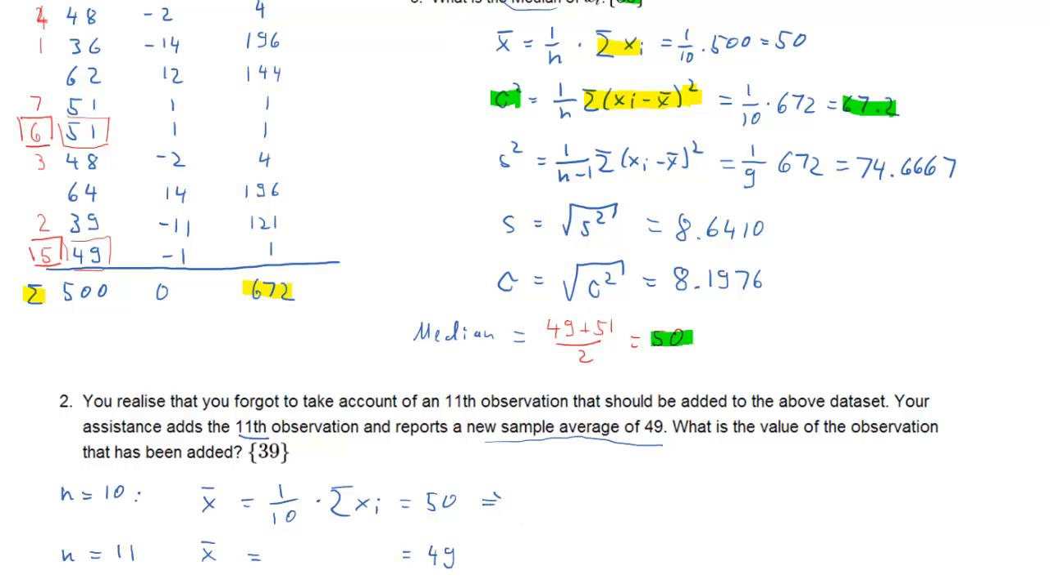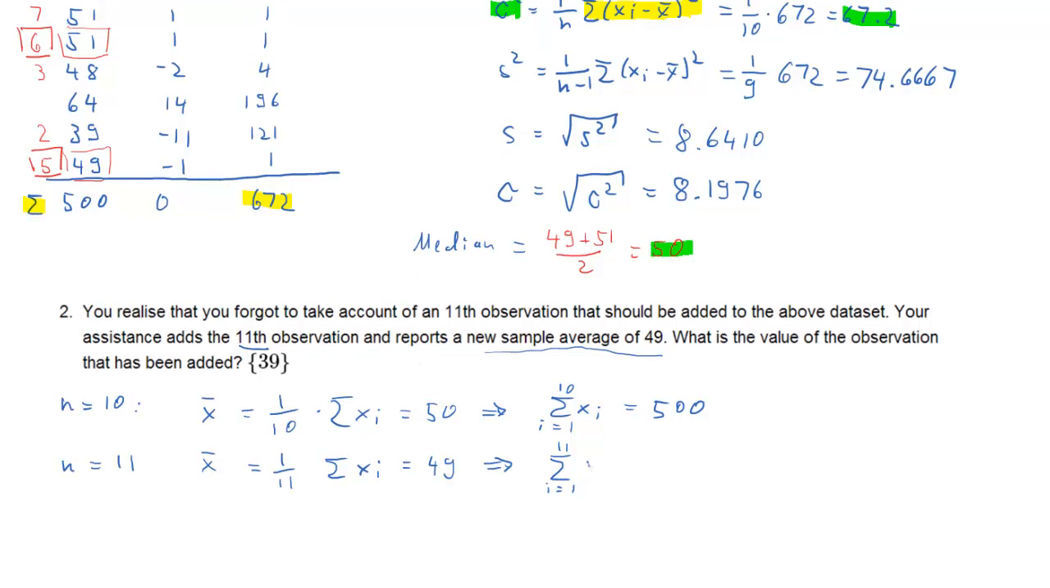So the 11th observation had to be smaller than the sample average. But how do we find it out? Now the sum of all 10 observations we know is 500. What about the sum of all 11 observations? Well, we know that this sum will have to be 11 times 49, because we know the average. That is 539, and therefore we know the 11th observation made a difference to the sum of 39, and therefore the 11th observation is 39.